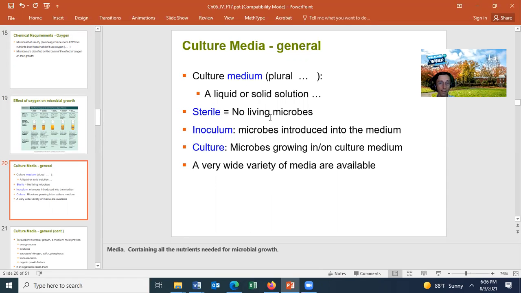The inoculum is the microbe introduced into the medium, and those would be the microbes you're trying to grow. The culture is the microbes growing in a culture medium. So when you use the word culture, we're talking about the stuff you're growing, and it grows in a culture medium. There's a very wide variety of media that is available.